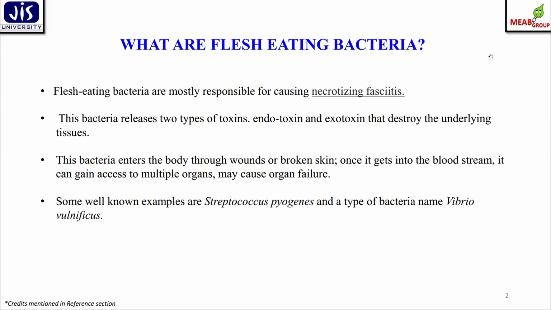What are flesh-eating bacteria? They are mostly responsible for causing necrotizing fasciitis. These bacteria release two types of toxins, endotoxin and exotoxin, that destroy living tissues. They enter the body through a wound or broken skin. Once they get into the bloodstream, they can gain access to multiple organs and may cause organ failure. Well-known examples are Streptococcus pyogenes and a type of bacteria named Vibrio vulnificus.